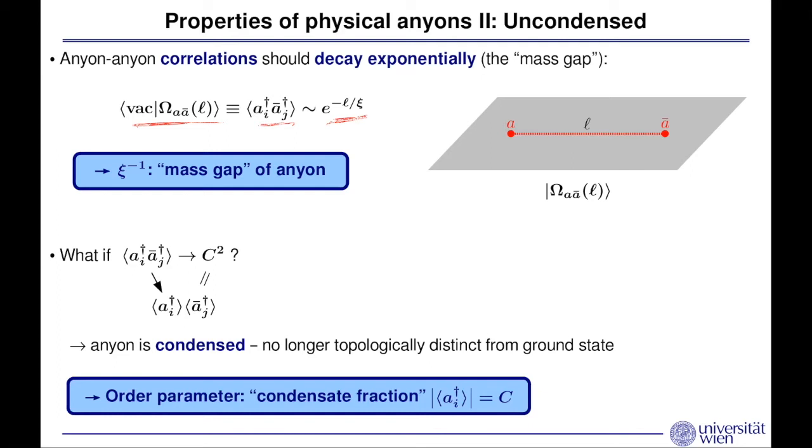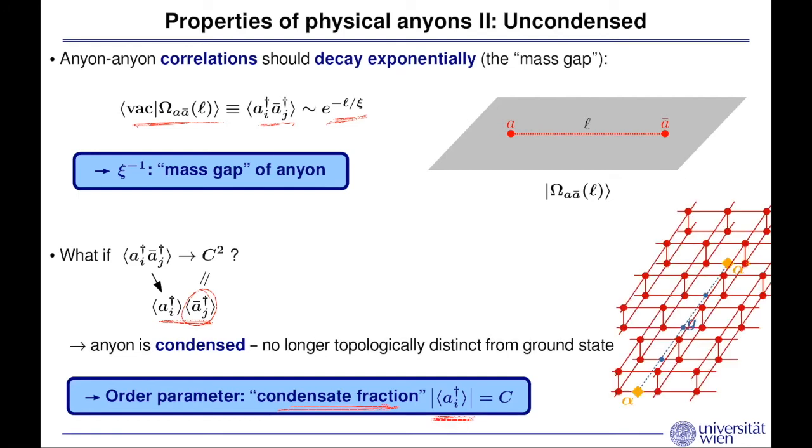Now, if this correlation function would go to a constant as we separate them, we would say, well, putting an anyon doesn't give us a topologically distinct state. So the anyon has condensed. And then we can get a condensate fraction, which again would be the factorized expectation value. So it would be the expectation value of a dagger. And again, we can think, what is this in terms of tensor networks? Well, it's the overlap of the bare tensor network with the one where we inserted a string. So it again looks like one of the order parameters we have.